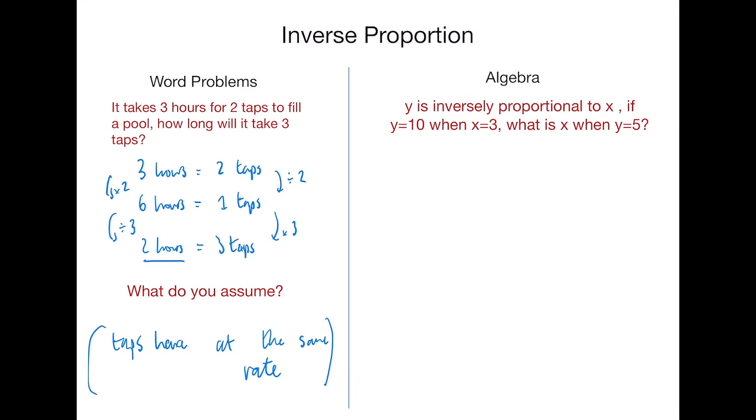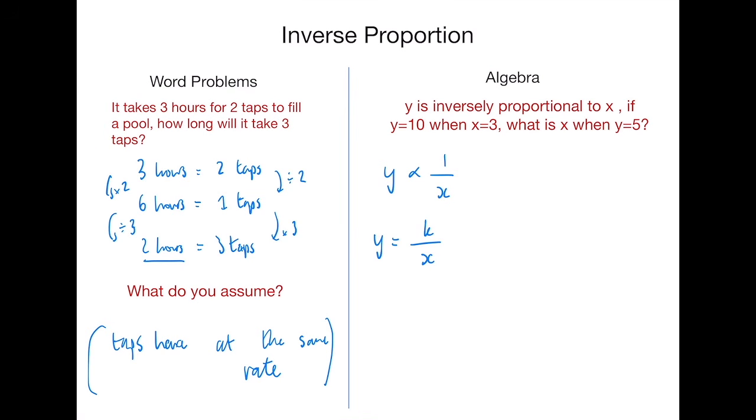Y is inversely proportional to x. So very similar to the other algebra one we just did. We're going to say y is, because it's inversely proportional, 1 over x. And again, converting that into an equation, we introduce that scale factor k again, and we put that on top of the fraction.